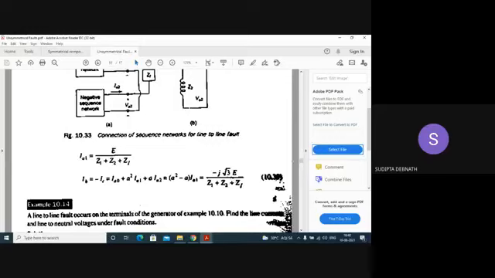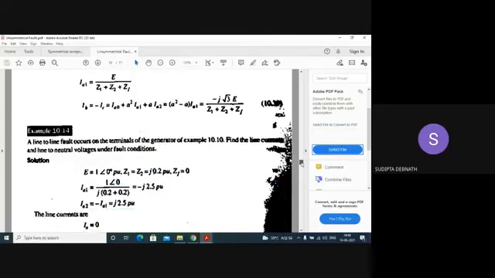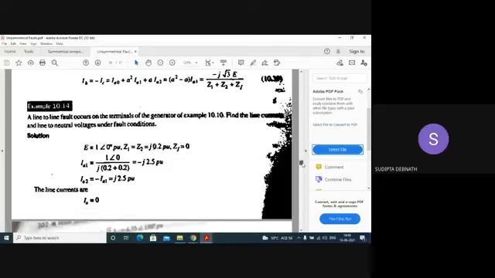Now, a very simple example, all the values are given in the previous example. You need to just substitute Z1, Z2. Z0 is also given, but you need not use Z0, and for a solid fault, ZF equal to 0. So just substitute IA1 from this equation, E by Z1 plus Z2. You can find out IA2. So what will be IA? IA will be equal to 0, because there is no fault current in phase a. Even from the equation you can find out.